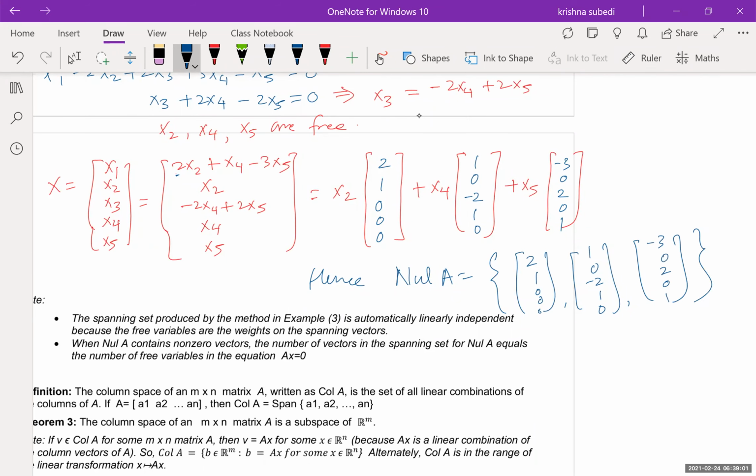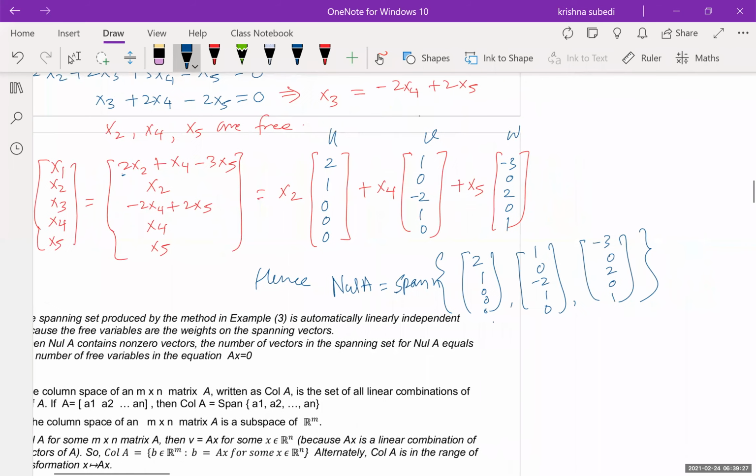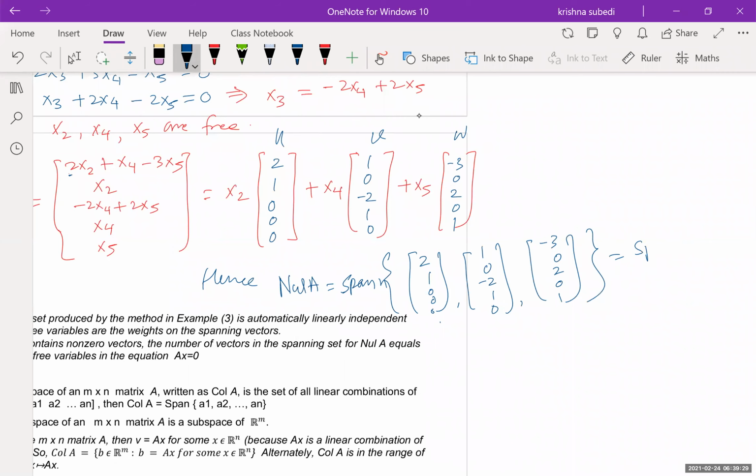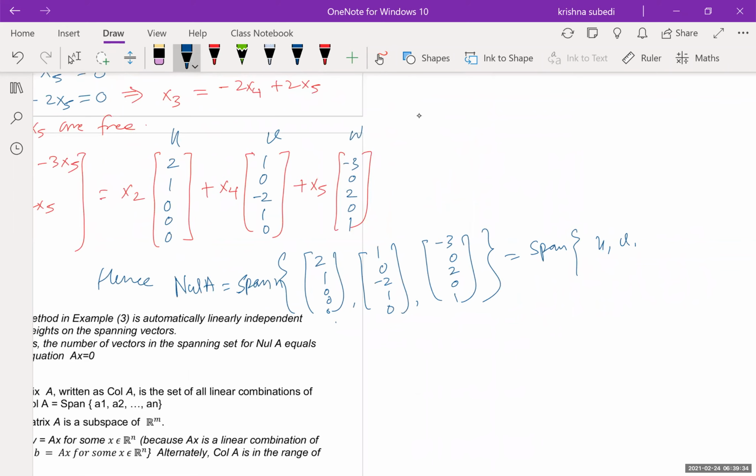So this is the spanning. Oh, I forgot to write the word span. You need to write that null space of A equals span of this. So the spanning set for the null space is given by this. Or if you want to write this in short, let's say this is U, this is V, and this is W, for example, then you can write equals span of U, V, and W. That's it.